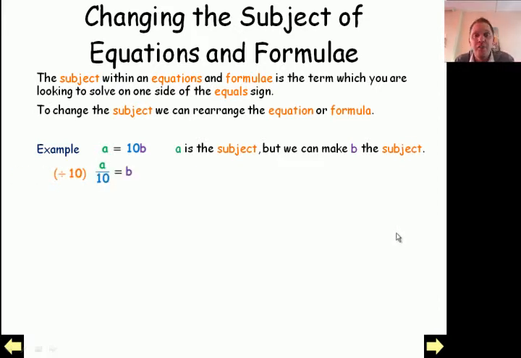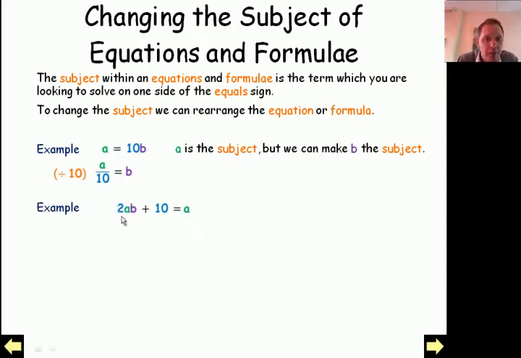As we've done before when rearranging equations and formulae, if we divide both sides by 10, we've got 10 lots of B. Dividing that by 10, we get 1 lot of B. And whatever we do to the right hand side, we do to the left hand side. So here we've got A divided by 10, and now we've made B the subject because we've made our sum equal B.